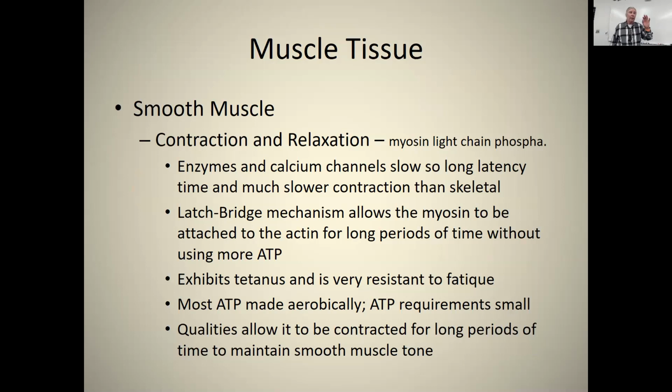Then there's a couple other strange conditions with smooth muscle. The myosin light chain phosphatase, I think, detaches the myosin cross-bridge from the actin. Enzymes and calcium channels are slow, so there's a long latency time to contract smooth muscle, and the contraction is much slower. Also, it exhibits less tension, I do believe.